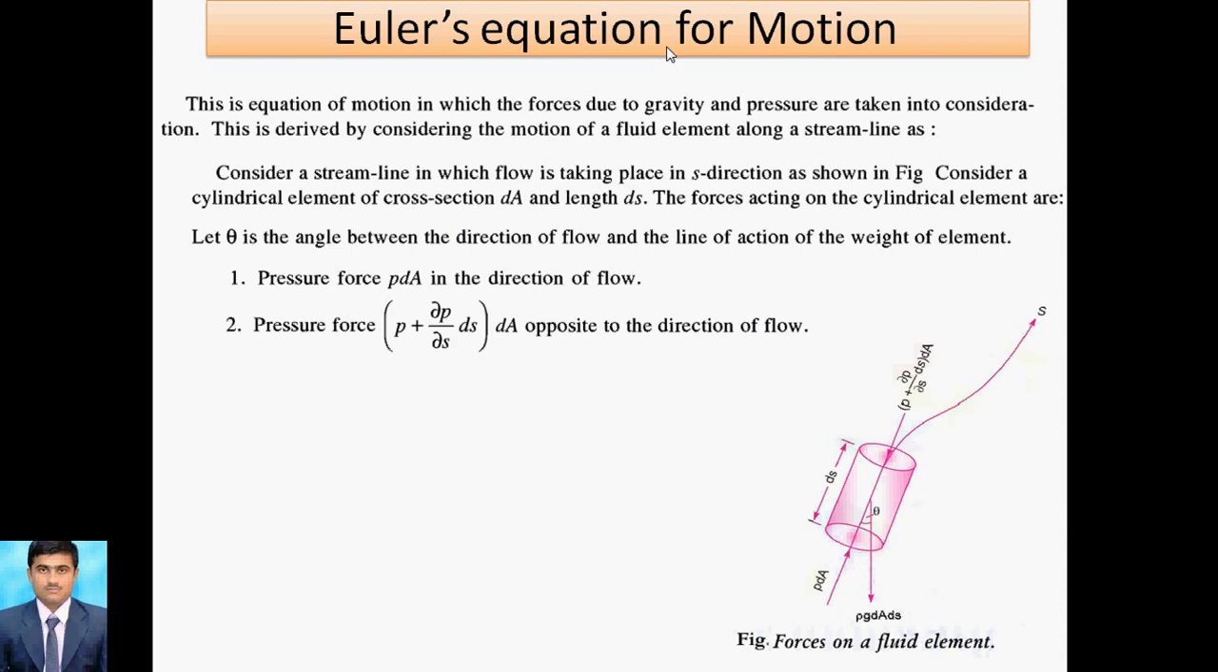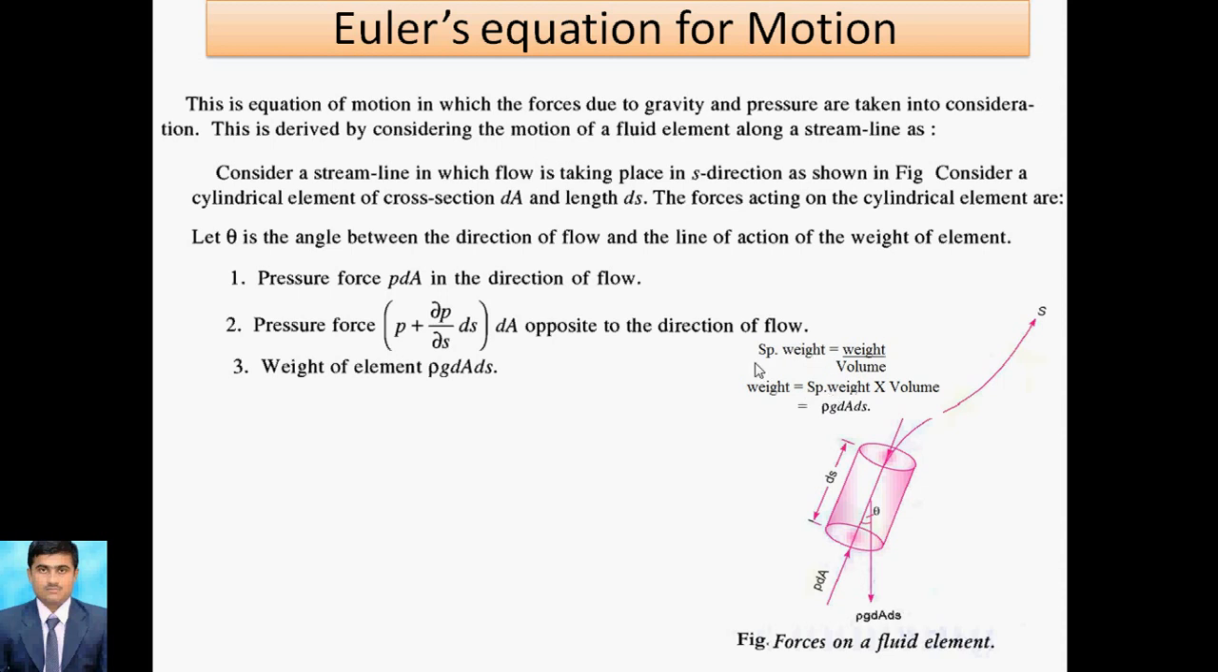Now one more component is there, the weight of the element, because it acts in a downward direction. Only pressure forces and weight act, which is why it is called Euler's equation. Now we derive the weight of the element, written as rho g dA ds. How does it come? We know specific weight equals weight upon volume, so weight is specific weight into volume, and specific weight means rho into g, as we already discussed in the properties of fluid.